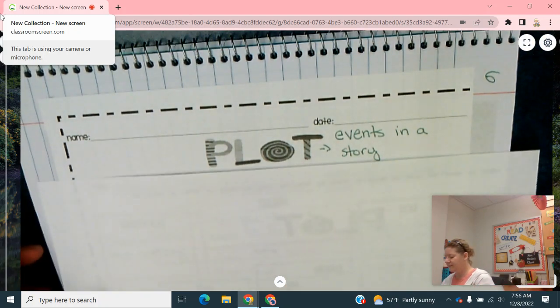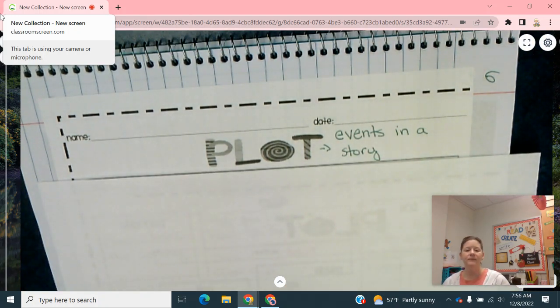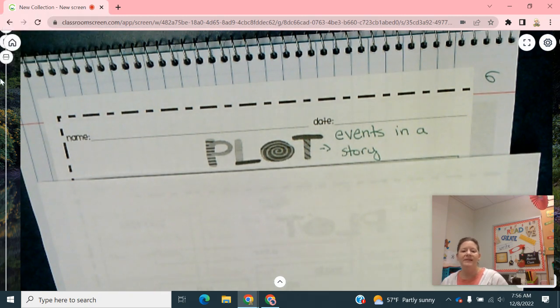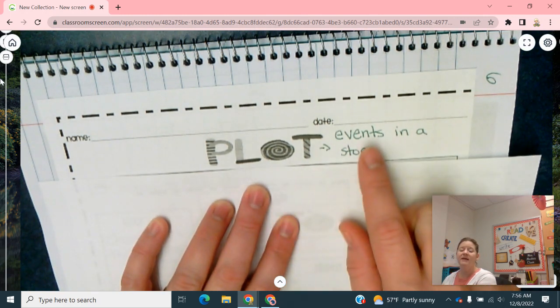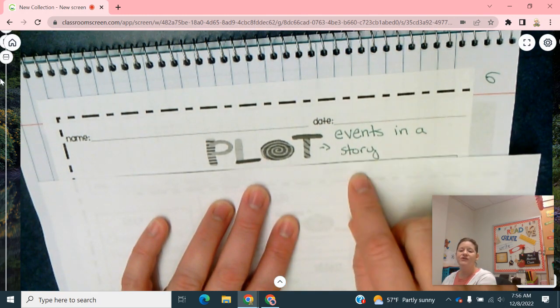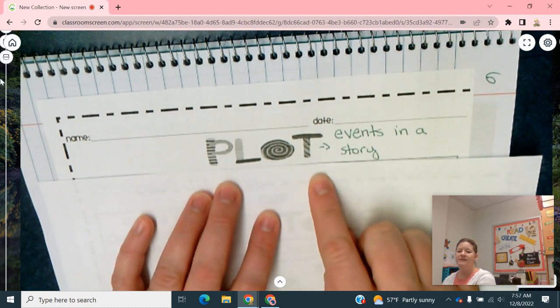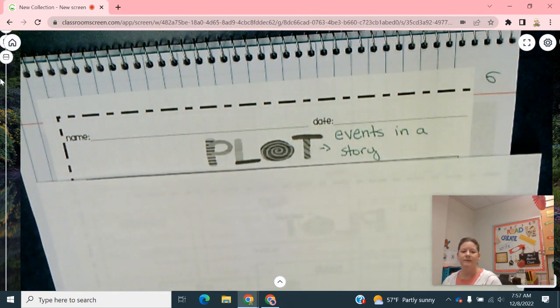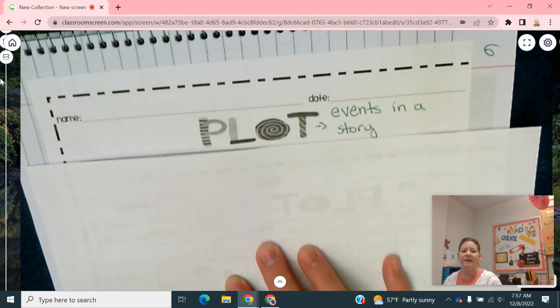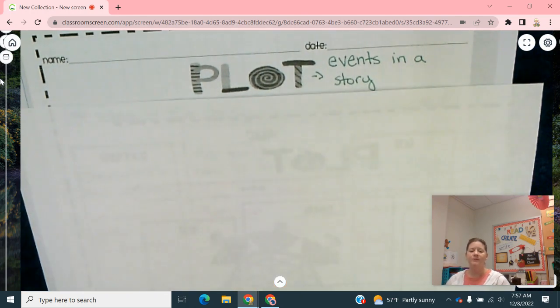Now let's get started. First of all, we need to know what a plot is. So a plot, those are the events in a story. So go ahead and write here beside the word plot, write events in a story. What is happening in our story is the plot. We've talked about, again, the beginning, the middle, and the end, because every story has a beginning, middle, and end. But now we're going to talk a little bit more about what each one of those areas does.